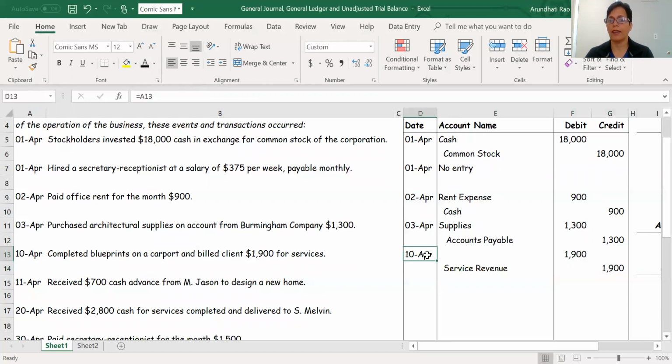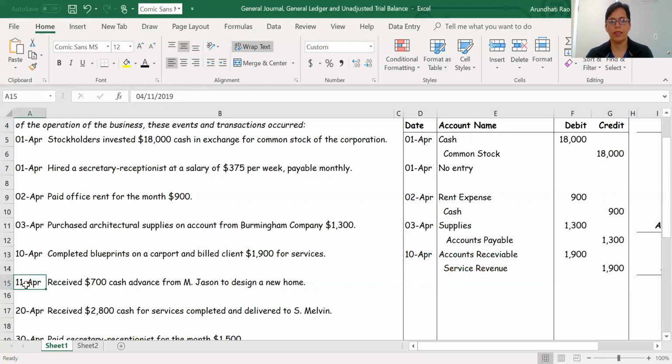Now, if the client had paid me cash right now, I would debit cash, but they have not paid me. I have sent them a bill. They will pay me in future. In future, I will receive money for work I've already done. So the account I'm going to debit is an asset, accounts receivable. This indicates money is owed to me, that someone owes me the money. I have a right to collect that $1,900 from my client.